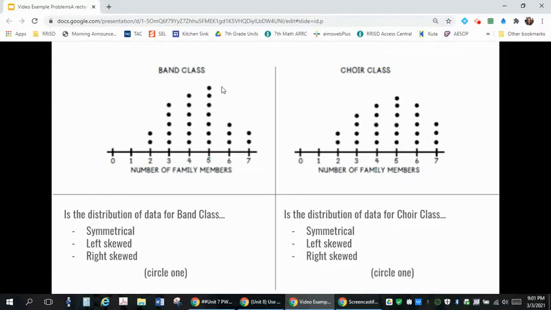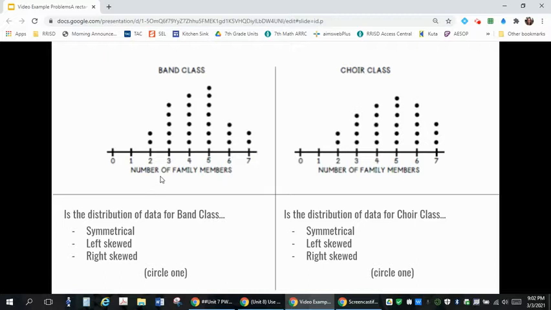I see two different dot plots here. The titles are band class and choir class, and I'm trying to figure out what's going on. I see a number line, and the bottom of the number line says number of family members. So I'm thinking that in the band class, each student has informed the teacher how many family members they have. We have two students that have two family members, three students that have six family members, and so on in band class. And then in choir class, we have four people that have three family members and six people that have five family members. Okay, so now I understand what's happening here. Each dot is one of the students in a class that has been surveyed.